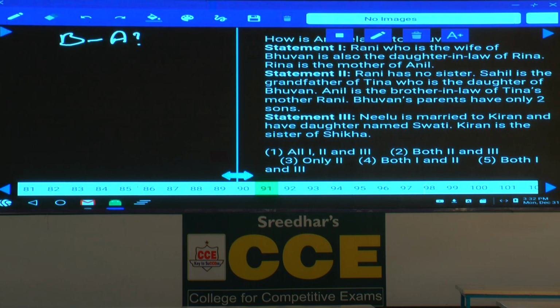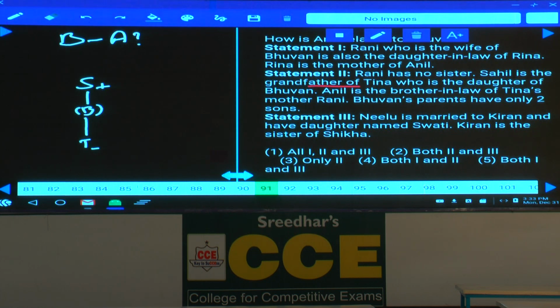In order to identify the relation of Anil with Bhuvan, tell me what statements are required here. Here, individual statement only 2 is there. As only 2 is there, we need to check whether with the help of 2 alone, are we getting the answer or not? Now, Rani has no sister and Sahil is the grandfather of Tina. Sahil is the grandfather of whom? Tina, who is the daughter of Bhuvan.